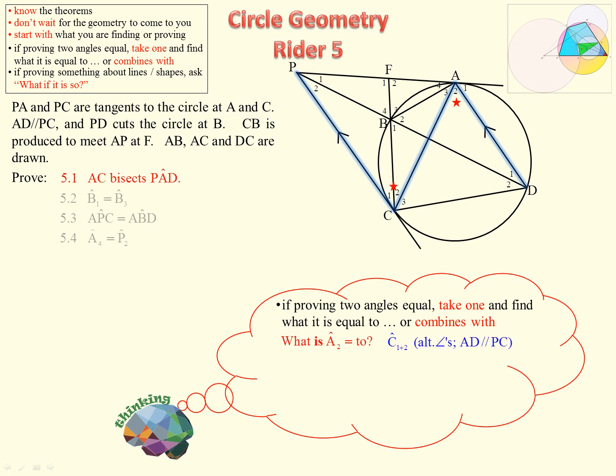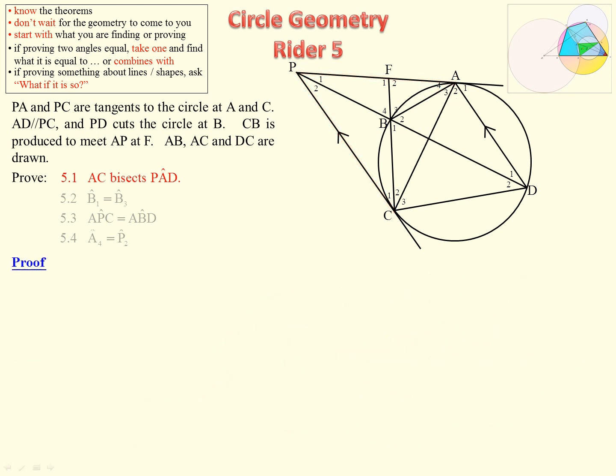A2 equals C1 and 2, alternate angles and parallel lines. So now we ask, is C1 and 2 equal to A3 and 4, what I'm trying to prove A2 equal to? And the answer is yes, of course. There's the hint in red: tangents from a common point. So that makes the angles that we're trying to prove equal to one another.